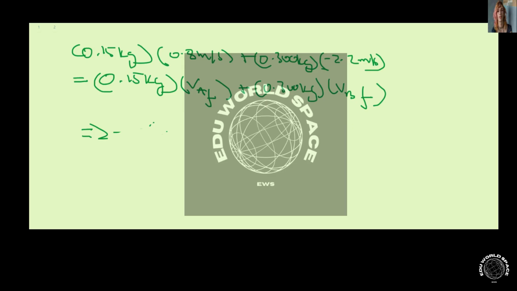So this is negative 0.54 kilogram meters per second, which is equivalent to 0.15 kilograms. And then you notice something special about all of this. This is 0.3, so we can pull out.